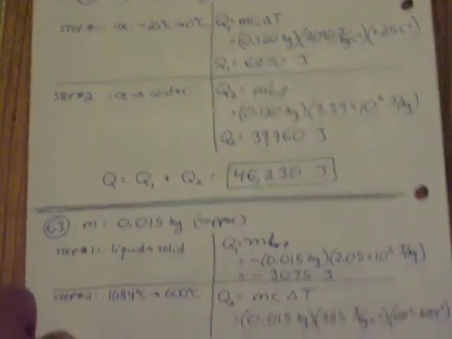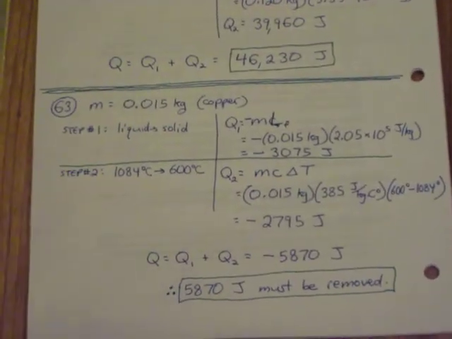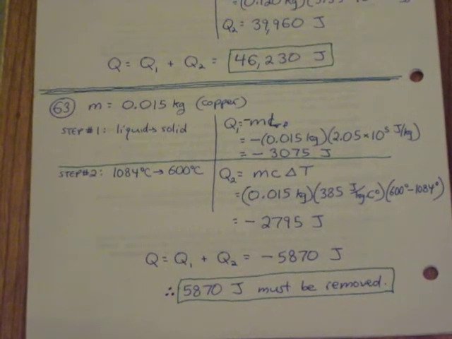Number 63. We have a mass of copper at 15 grams. So we break that up into the two steps. The first is the phase change, bringing it from liquid to solid, which means we're going to use the heat of fusion. The second step is the temperature decrease, going from the melting point. You can look that up in the book. That's at 1084 degrees Celsius, bringing it down to 600 degrees Celsius.